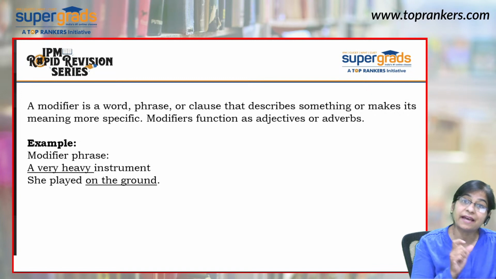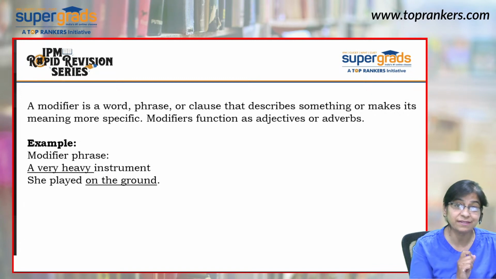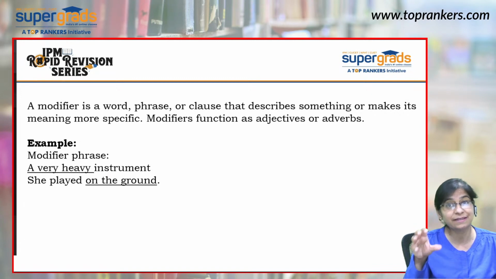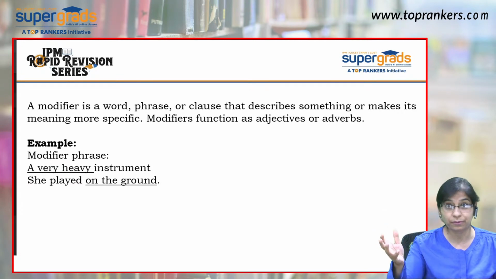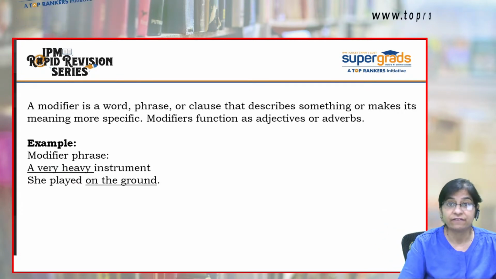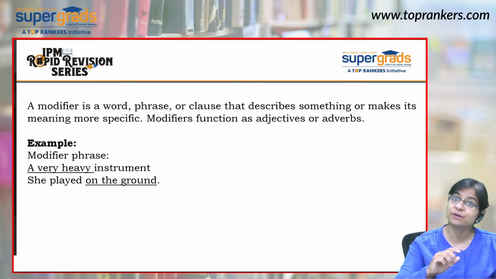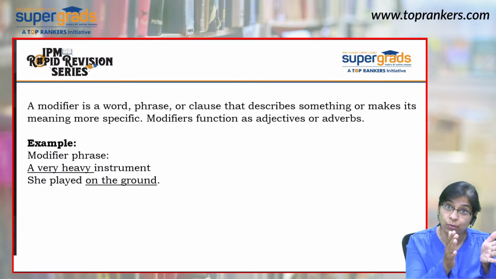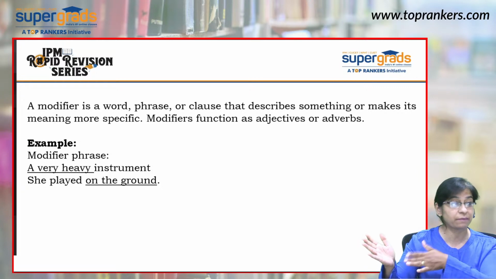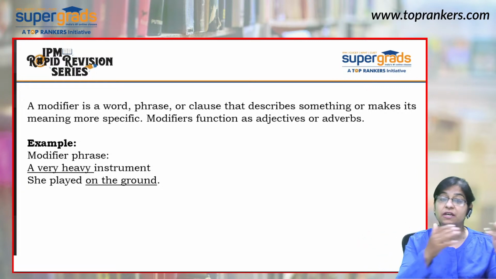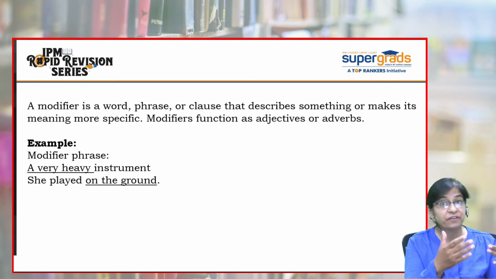Now, the modifiers don't just appear as words in a given sentence. They can appear as phrases also. Now, what are phrases? Phrases are parts of a sentence that cannot stand on their own. Now, a very heavy instrument. I could have simply said heavy instrument, but instead, what do I choose? I choose a set of words to describe the word instrument, very heavy instrument. So the words very heavy work like a modifier phrase in this case.